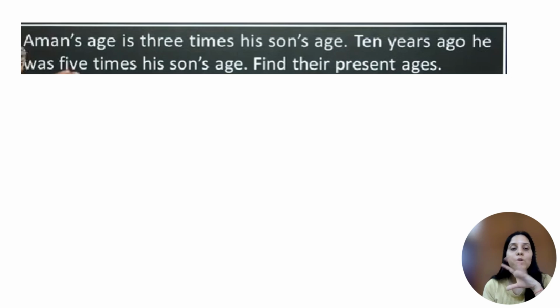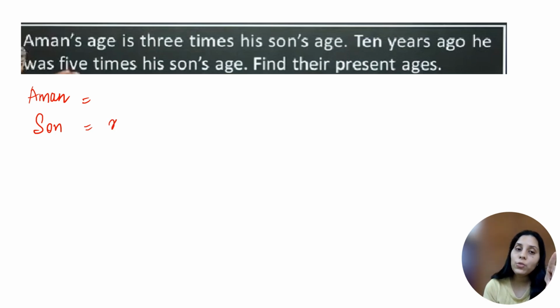Now, moving on to the last question, ages. Ages is very, very important. I should tell you how to proceed with this question. First, Aman's age is 3 times his son's age. So I have Aman and I have his son. Aman's age is dependent on the son, and we don't know the son's age. So I will first assume the son to be x. So Aman is 3 times, which means Aman is 3x.